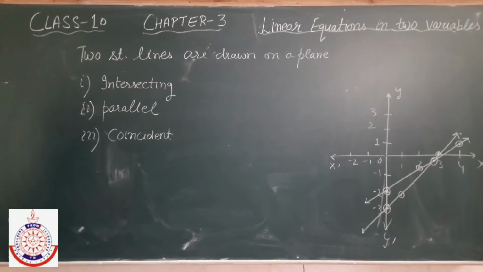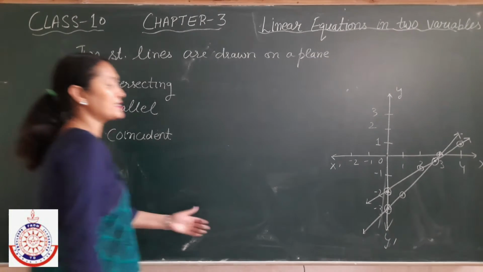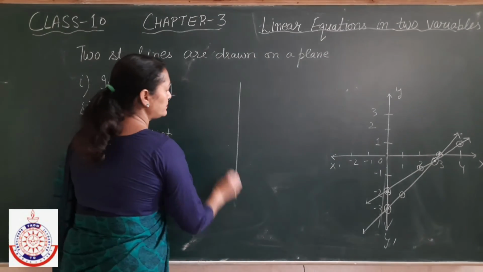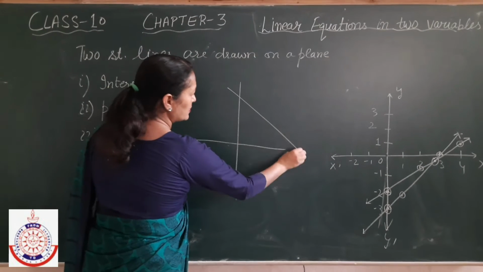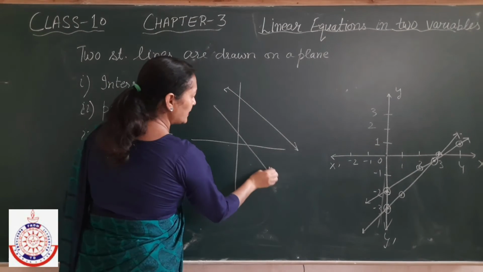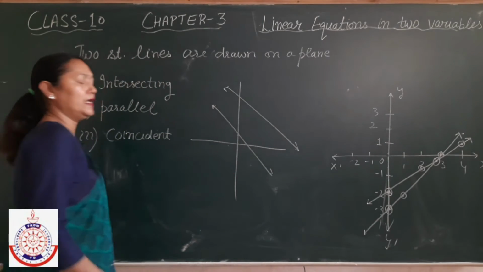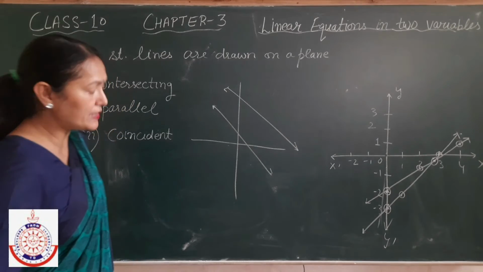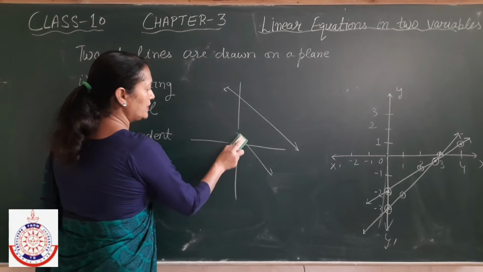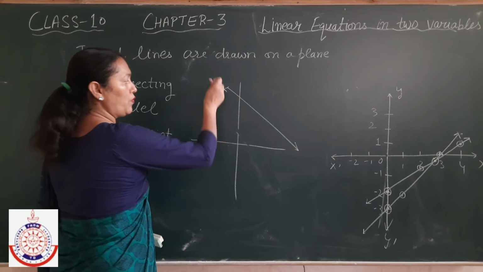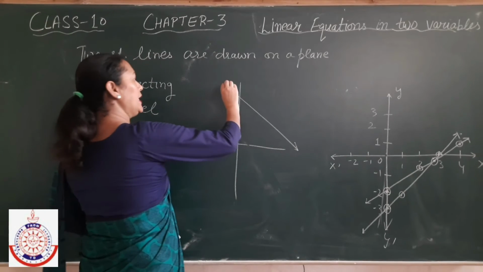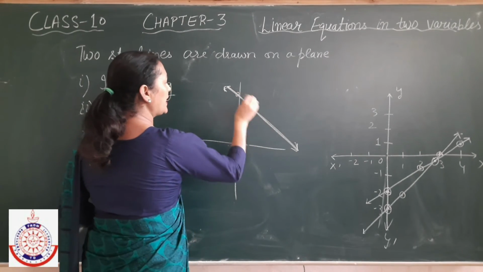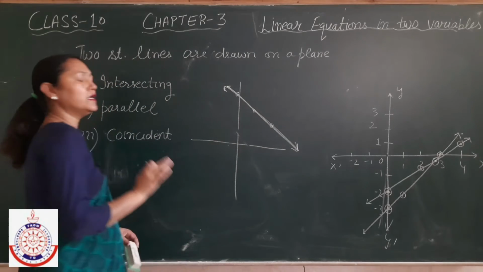Example of intersecting, I have shown how we can get intersecting lines. For parallel lines, what kind of lines we'll be getting? We may get lines like this, one line and the other line. We'll say lines are parallel. Lines are parallel means no solution is there. And in case lines are coincident, then we'll be getting one line, and on the same line, other line will be obtained. Means both the lines are lying on each other at various places.